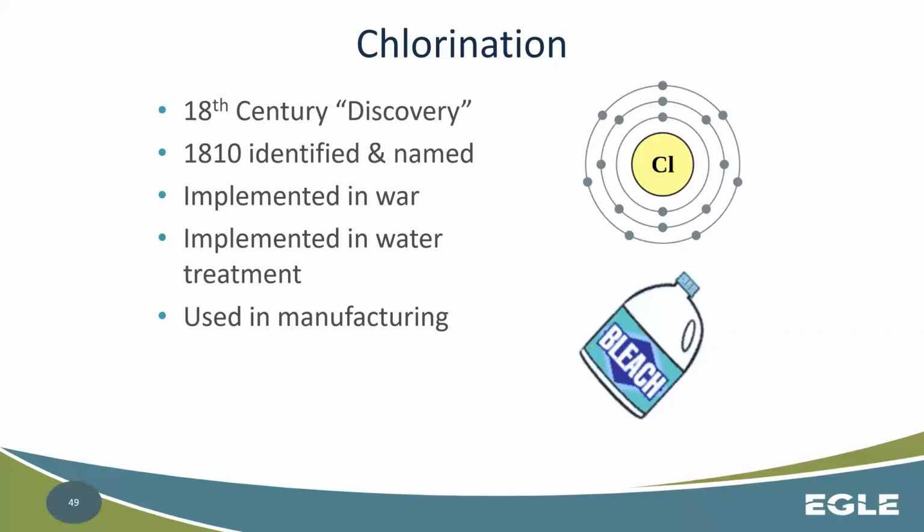Chlorination is a big piece of distribution operation. If we don't have proper disinfection occurring in the distribution system, it can cause us some real heartache. So chlorination has been around since the 18th century, which is when it was discovered. 1810, it was identified and named as being chlorine, and chlorination was implemented into the war times. That was where they first started trying to use chlorine, as a weapon, not necessarily as a tool of protecting public health, but actually harming public health.